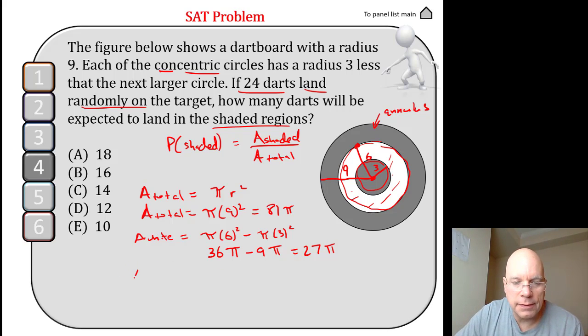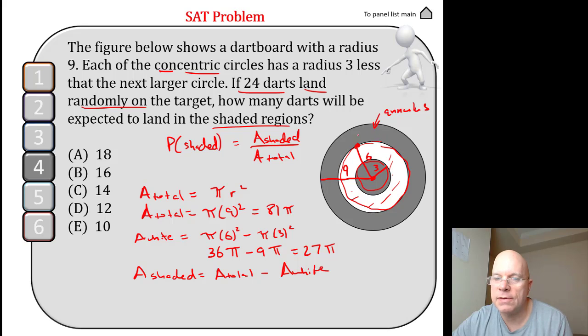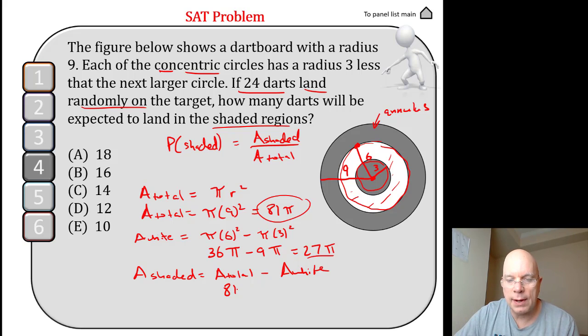Now, the total area shaded will equal the total area, which we've already found, minus the white area. In other words, I don't need to calculate the area of this gray annulus and add it to the gray circle. It's easier to act as if the whole big dartboard was all gray, because we've already found that would be 81 pi, and subtract away the white ring, because we've already found that is 27 pi. So 81 pi minus 27 pi is 54 pi.